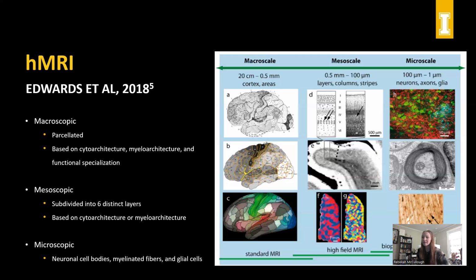The next image down, E, is a post-mortem human brain, and that's a weighted MR image that shows those distinct cortical layers. And just for reference, the dotted line on that image is the border between the primary and secondary visual cortices.